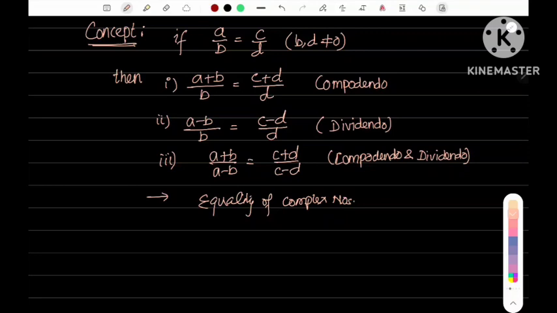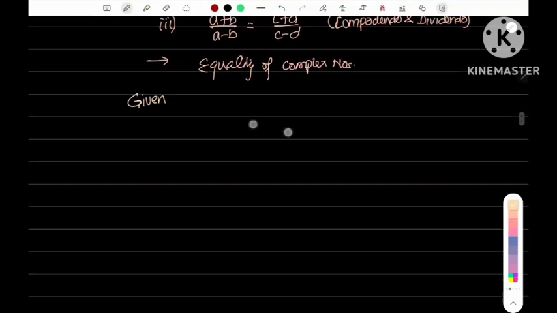Equality of complex numbers. So these two concepts we will apply. Let us see now. So given, what is given, imaginary of z is 10. Let us assume z is equal to x plus 10i, right? Because imaginary of z is given as 10, so I've directly put 10 in place of imaginary part of complex number. x is a variable which we will find out based on the given conditions. Okay.